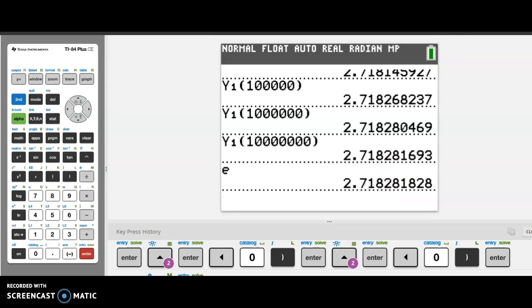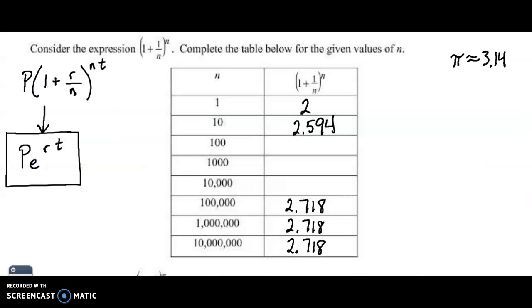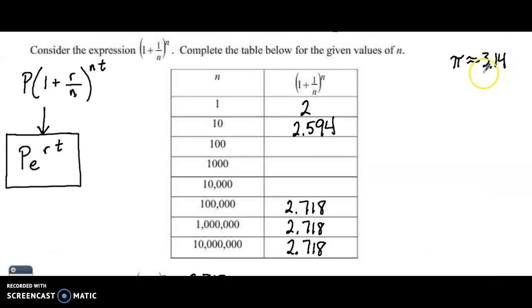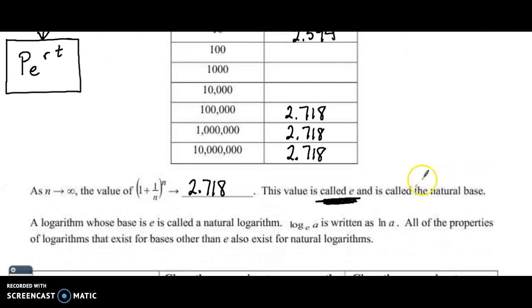Whew, that was just a lot. So as n goes to infinity, the value of this gets closer and closer to 2.718, which we call the number e. So e at this point forward is just the numerical value 2.718. Just like pi is always 3.14, e is always 2.718.